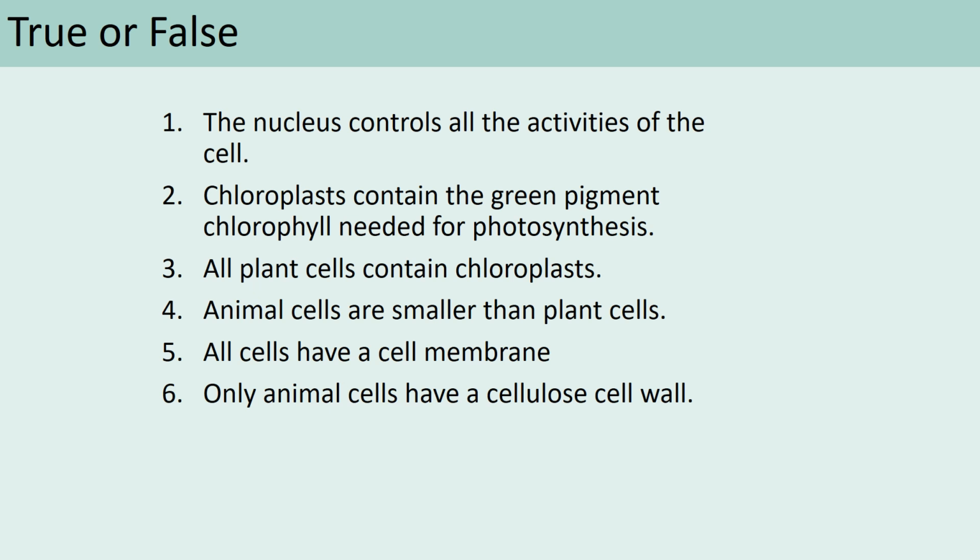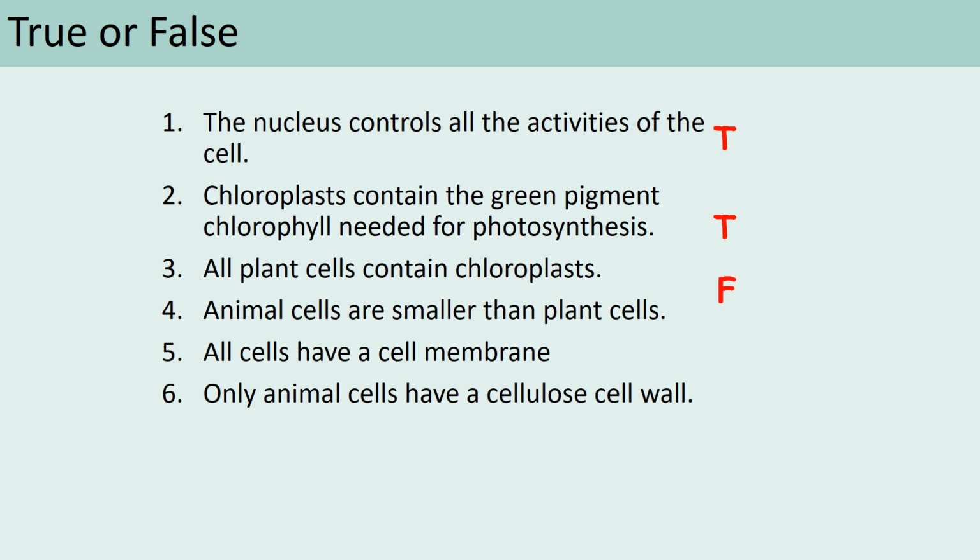Okay, so let's have a look at these final questions. So the nucleus controls all the activities of the cell. True or false? That is true. Number 2, chloroplasts contain the green pigment chlorophyll needed for photosynthesis. That is true. Number 3, all plant cells contain chloroplasts. Hopefully, you realize that is false.